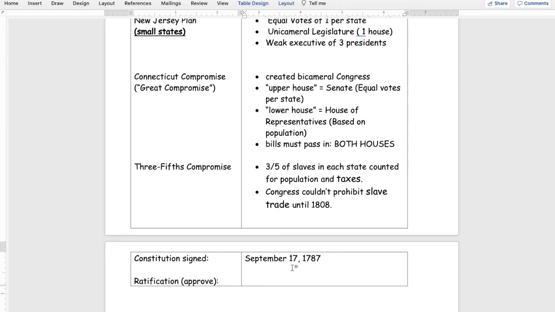And once it was signed, it had to be ratified. And ratified is another good word to know. To ratify means to approve. And it was approved when not one state agreed to it, but just like the Articles, when 9 of 13 states agreed. 9 of 13 states were required to approve this Constitution for it to take effect. And once 9 states did, it became our new Constitution, a Constitution that we still have to this very day.